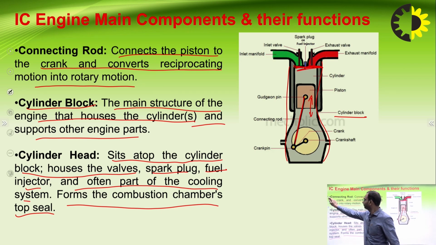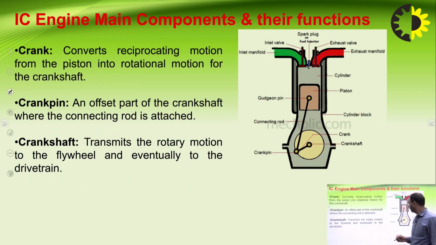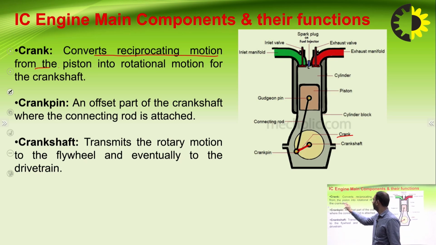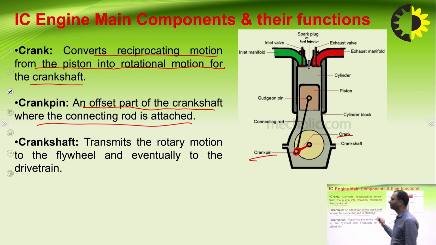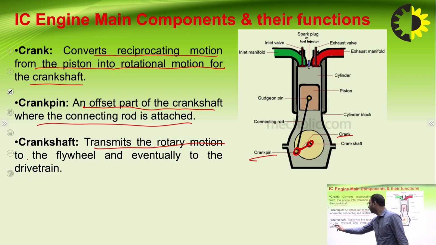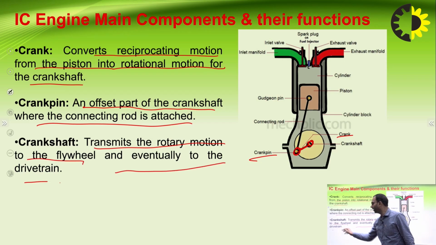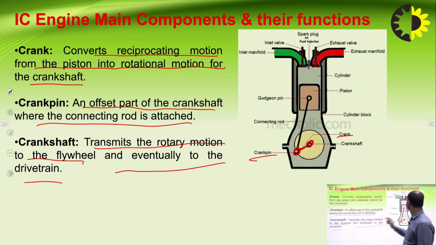Then the next one is called crank. What is crank? This one is crank. It converts reciprocating motion from the piston into rotational motion for the crankshaft. Then what is crank pin? This one is called crank pin. An offset part of the crankshaft where the connecting rod is attached. Okay. Then crankshaft. This one is crankshaft. What is crankshaft? It transmits the rotary motion to the flywheel and eventually to the drive. This is the function of crankshaft.